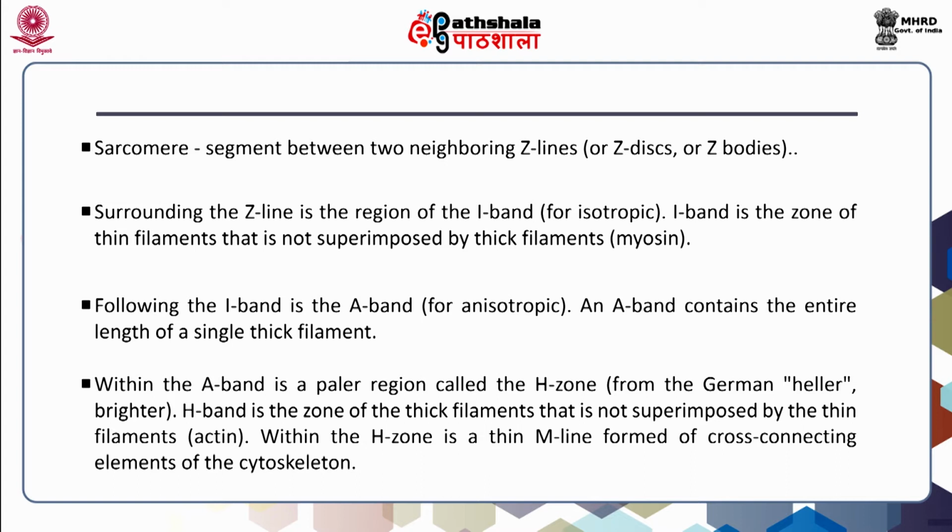The H stands for the term heller, which in German means brighter. H band is the zone of thick filaments that is not superimposed by the thin filaments, that is actin. Within the H zone is a thin M line formed of cross-connecting elements of the cytoskeleton.